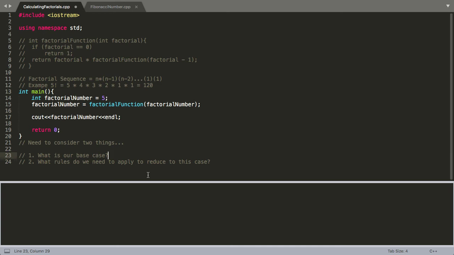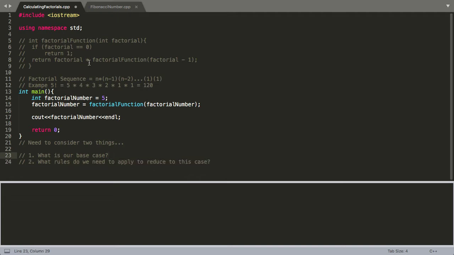Hey guys, today we're going to be talking about recursive calls, and to help us understand this a little bit better, we're going to do two examples, one with calculating factorials and another one with calculating Fibonacci numbers. So, two things to always remember whenever we're talking about recursive calls. First thing to consider is what is our base case, and our second thing is what are the rules that we need to apply to reduce to this base case.